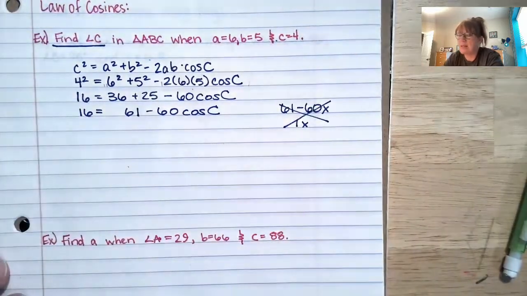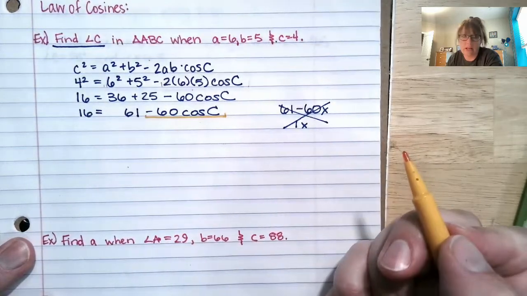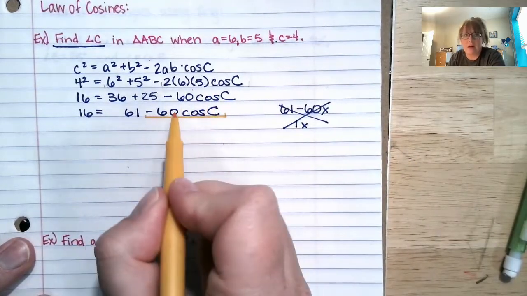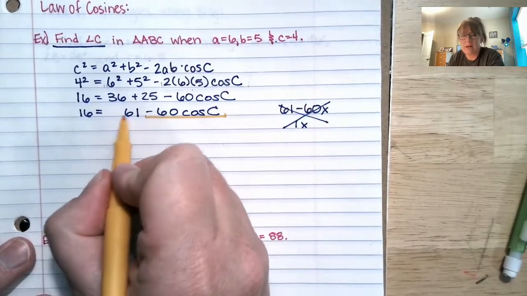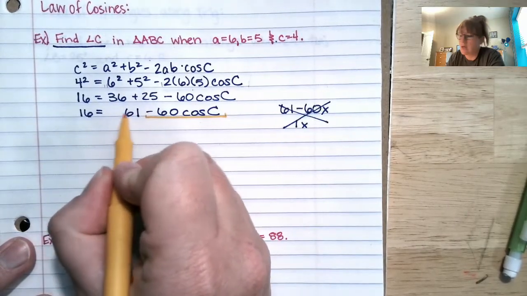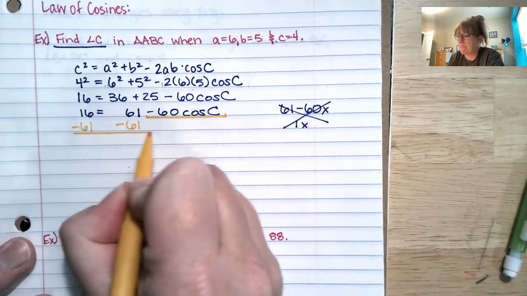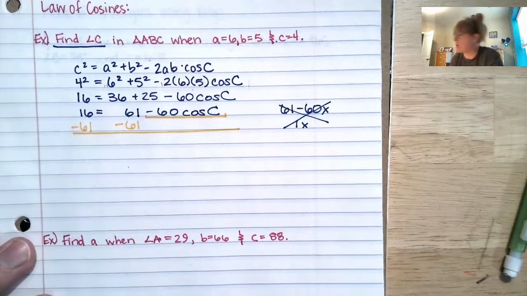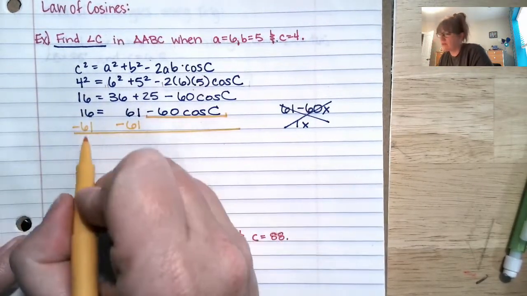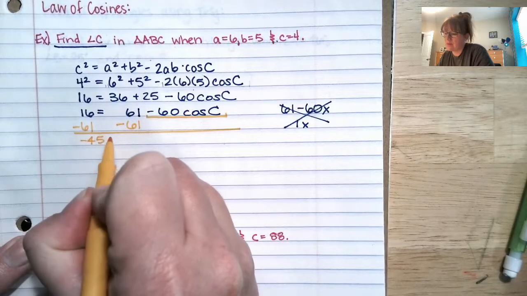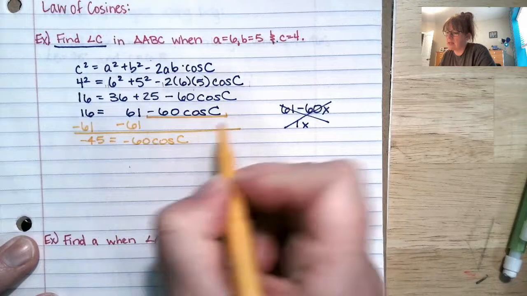So we want to get this entire term, including the negative, alone, okay? So what are they doing to this yellow blob? Well, it looks like there's a positive 61 with it. So we need to get rid of a positive 61 by subtracting 61 from each side. We get 16 minus 61, we get negative 45 equals negative 60 cosine of C.